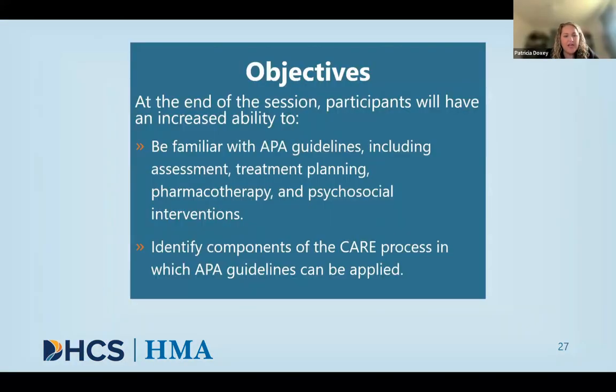Thank you, Dr. Avery and Dr. Rose and Dr. Warburton for kicking us off. Just wanted to reshare the objectives. The goal is that by the end of this training, you'll have an increased ability to be familiar with the APA guidelines and then identify how those can apply in the care process to someone like George, which we discussed, or other care respondents. Some next steps we have for you.